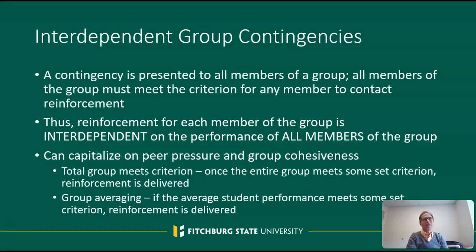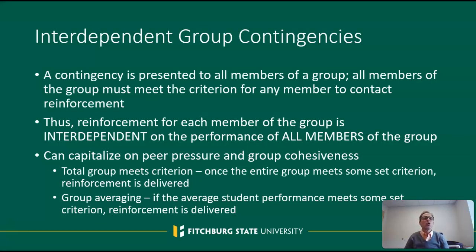And there are a couple of ways that we can do this. We can use an interdependent group contingency that is total group meets criterion, which is once the entire group meets some set criterion, reinforcement is delivered. So if we wanted to do it that way, we could look at a situation where the teacher said, here's the deal, we've got this math worksheet to do. Once everybody's done, we get to go out for recess. But until everybody's done, nobody gets to go out for recess, okay?